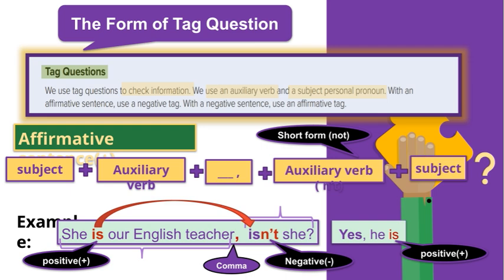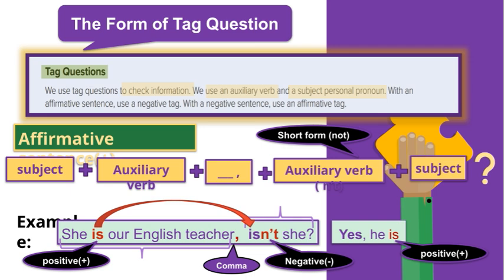The key is that the auxiliary verb in the tag matches the main verb in the sentence, but it's reversed and contracted for ease. In the case of negative sentences, such as "He is not," the tag question would be "Is he?" Without the not, because the negative form in the sentence influences the positive form in the question. Here's an important point. When creating a tag question, we typically follow a pattern. For affirmative sentences, the tag is usually negative, and for negative sentences, the tag is positive.